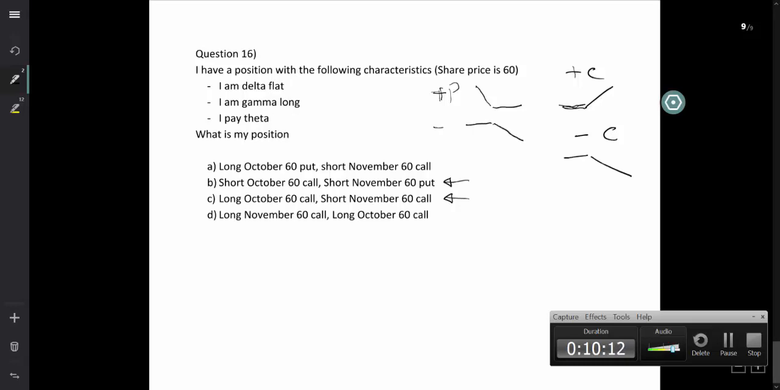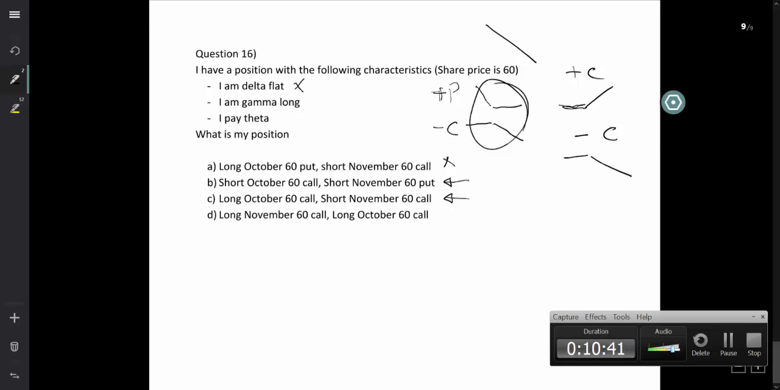Sometimes you need to have a kind of graphical imagination. So when you add these two up, what are you? You're basically short. So you are short, you cannot be delta flat. Delta flat means for a small amount of movement in the market, you are not actually affected. So he's right to say that A cannot be the right answer.